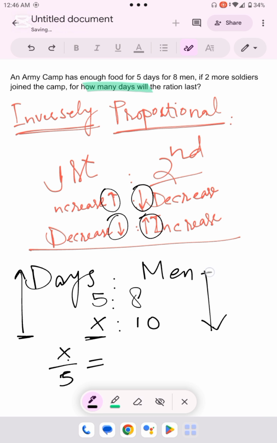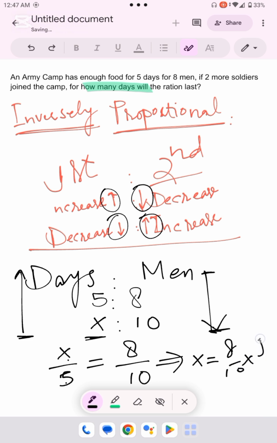And in this case, 8 is at the bottom of the arrow, so it should be in the first place in the numerator, and the arrowhead is going to be towards 10. So 5 would be multiplied on the other side, and it would be x equal to 8 over 10 times 5, and 8 times 5 is 40, 40 over 10, so it would be 4.